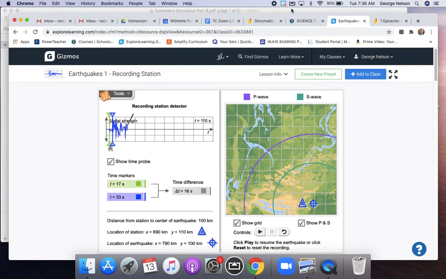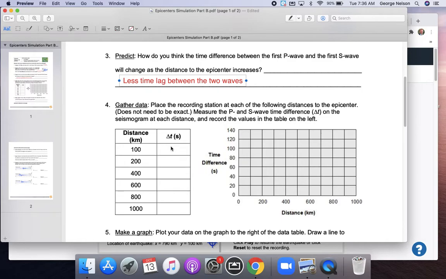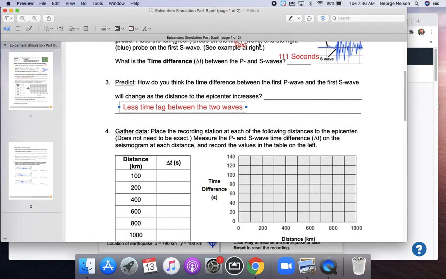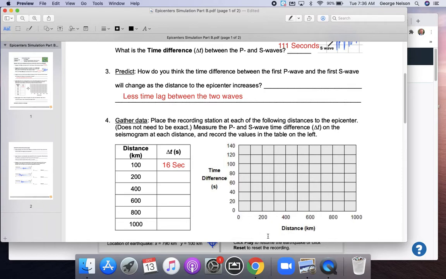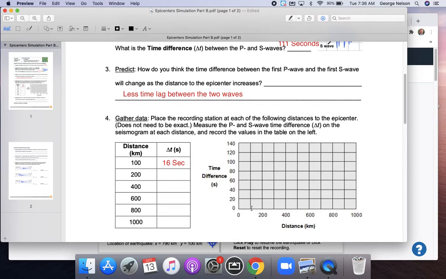So weird, only 16 seconds, so I would write that in. 16 seconds, 16 SEC. And then I'd plot my points to like 100 kilometers here. I'm not sure if I'll be able to do this. Oh, yeah, I can maybe. All right, so 100 kilometers away.